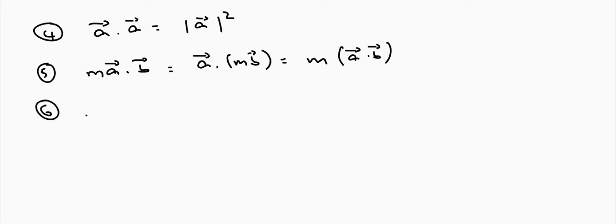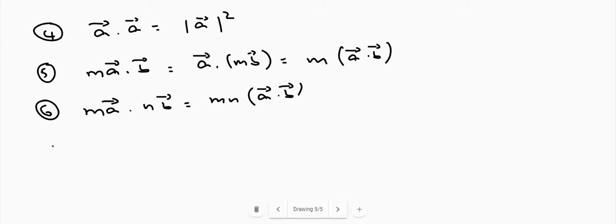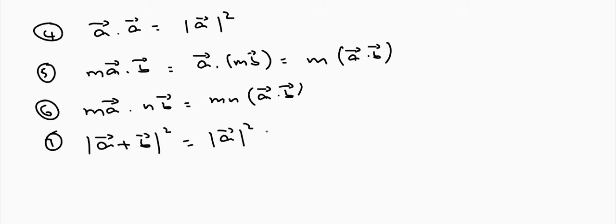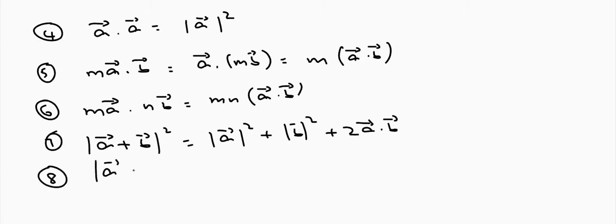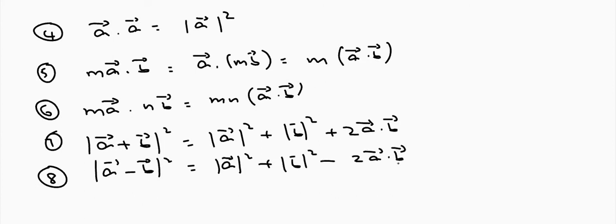Number 6, in the same way, if M and N are scalars, MA dot NB is equal to MN times A dot B. Number 7, modulus of A plus B whole squared is equal to mod A squared plus modulus of B squared plus 2 times A vector dot B vector. Number 8, in place of plus, A minus B whole squared is equal to mod A squared plus mod B squared minus 2 times A vector dot B vector.